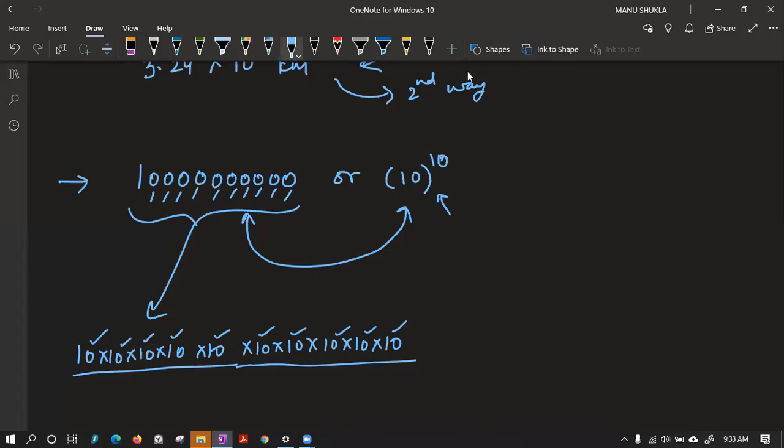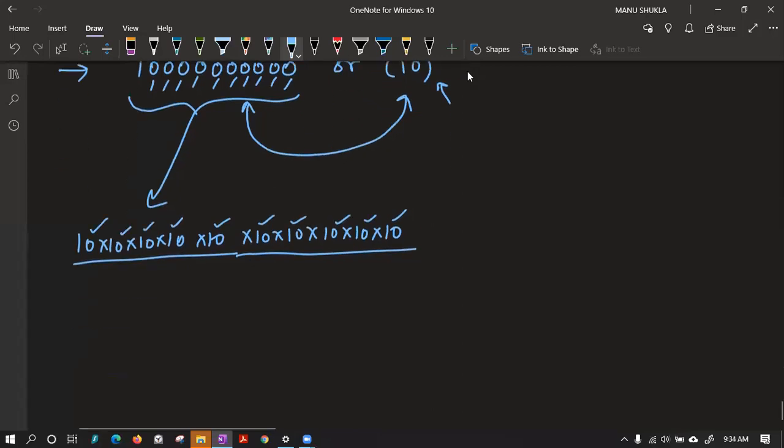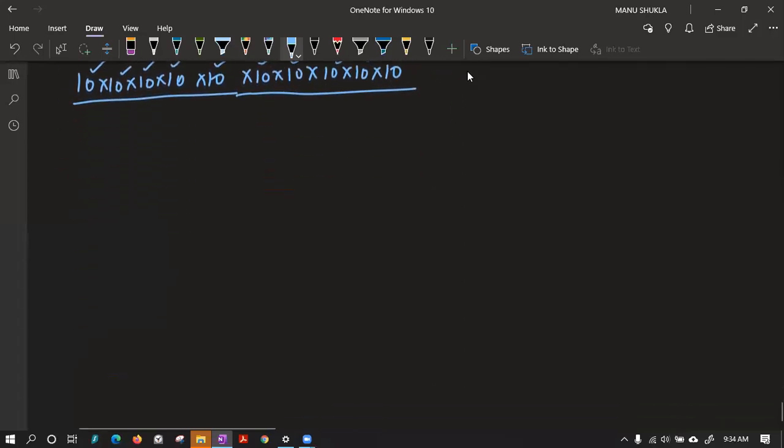There are some rules and formulas which govern these. Don't worry for that. Now, let us see the next concept, which is exponents. Okay, let us see some more examples. It will be easy for you.